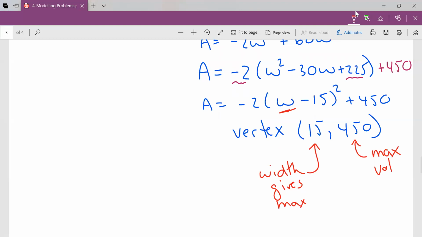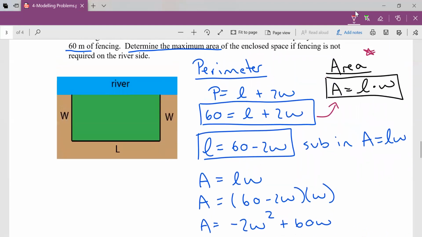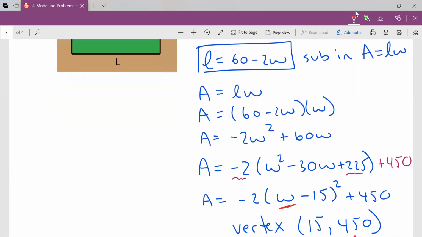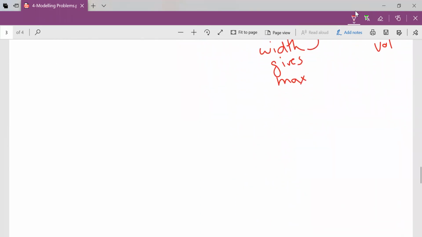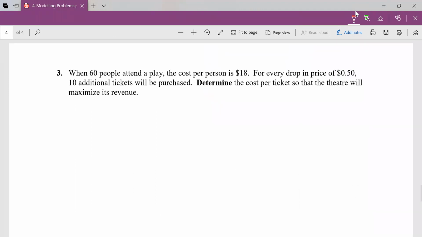So again, on these types of questions, on the more difficult ones, what you're probably going to have to do is make up two formulas, make a system, use substitution, and then complete the square. Okay, let's try one last one. The last one we're going to look at is a revenue question.